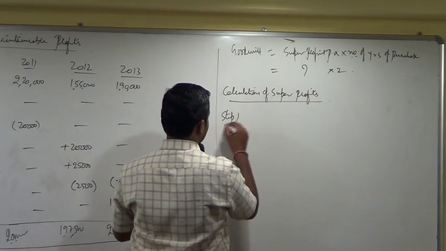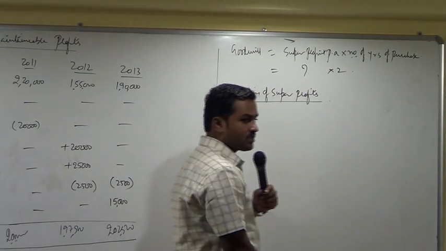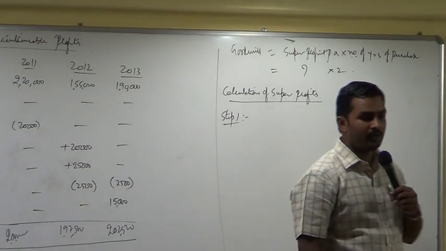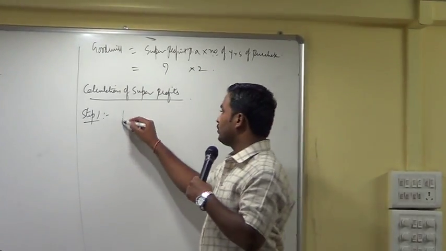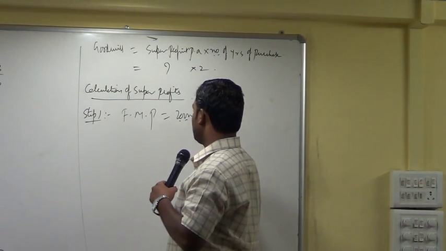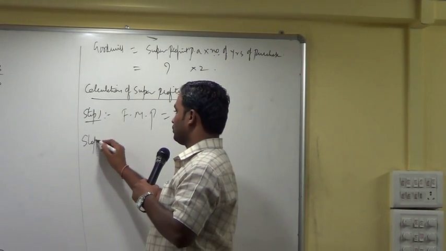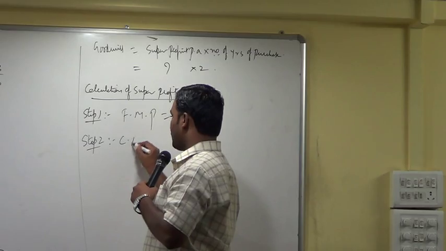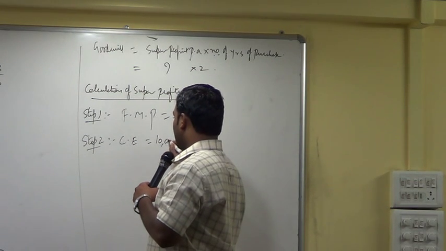Step 1. What is step 1? FMP, that we already know. Future maintainable profits 2 lakh. Step 2. Capital employed, given the problem, how much? 10 lakhs.